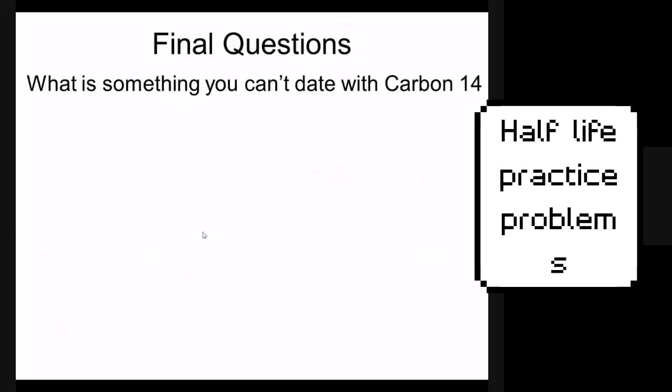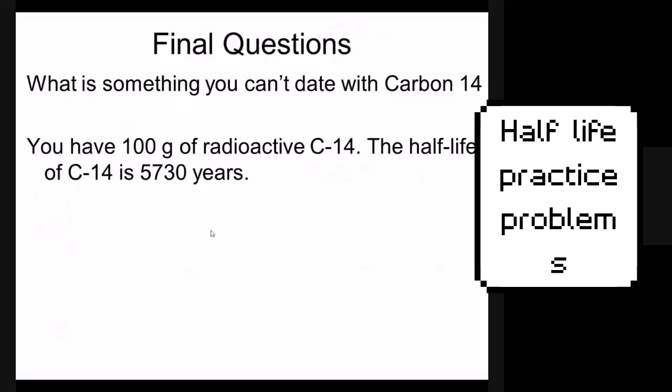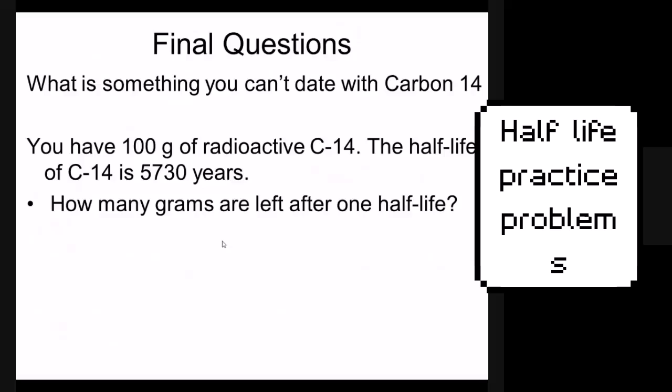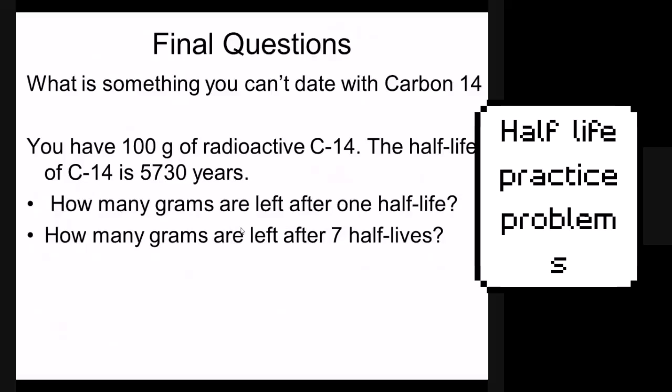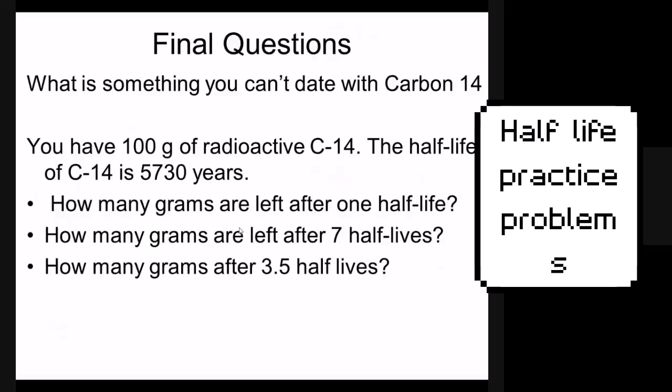What is something you can't date with carbon-14? Anything that didn't used to be alive cannot be dated with carbon-14. Let's say you have 100 grams of carbon-14 and you wanted to know how many grams are left after one half-life. Just like with our percent question, you take the original amount, divide by 2 one time, and you get 50 grams. But what about 7 half-lives? You would need to use the formula shown earlier in the presentation. You would have 100 divided by 2 to the 7th power. What about 3.5 half-lives? You would take your original 100 grams divided by 2 to the 3.5th power.